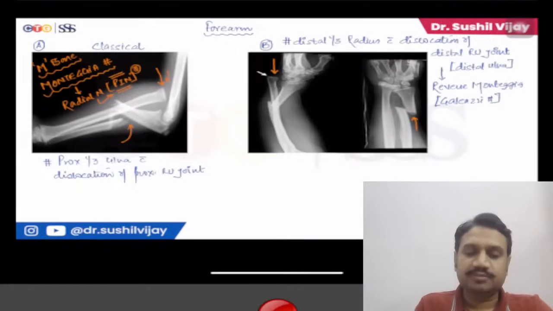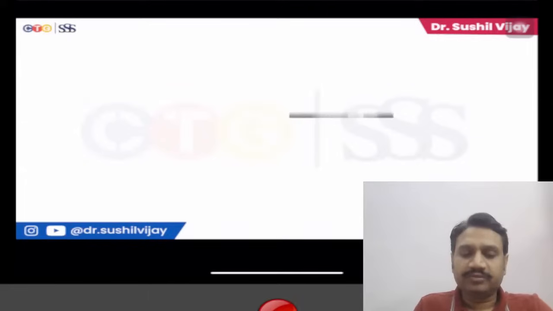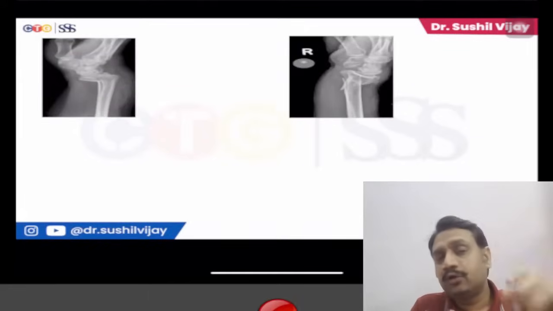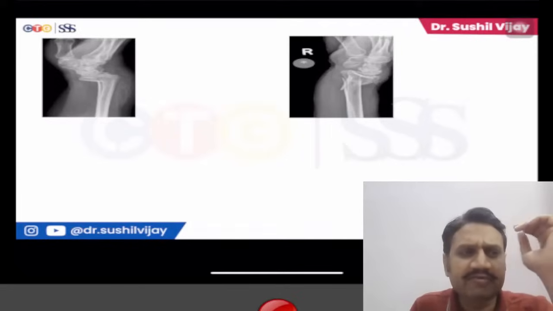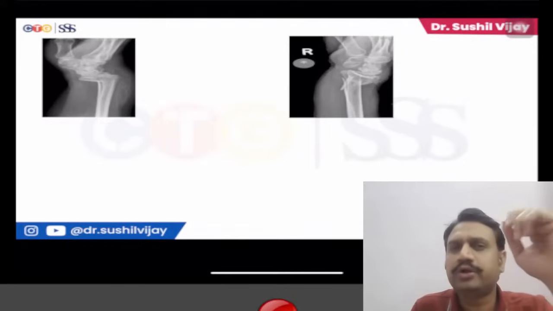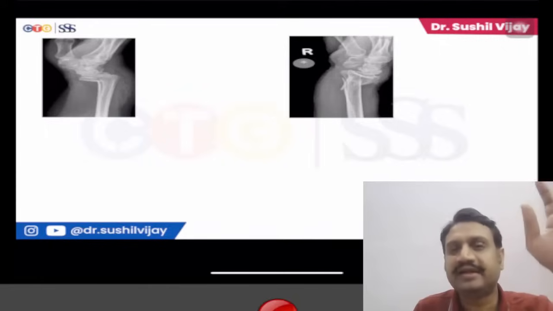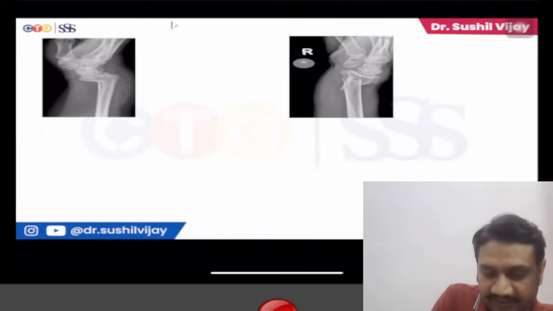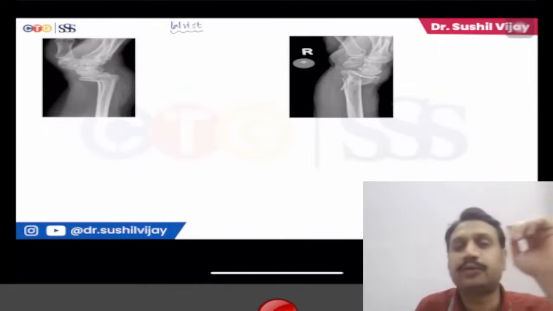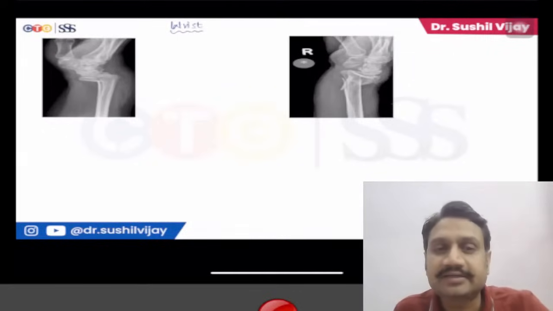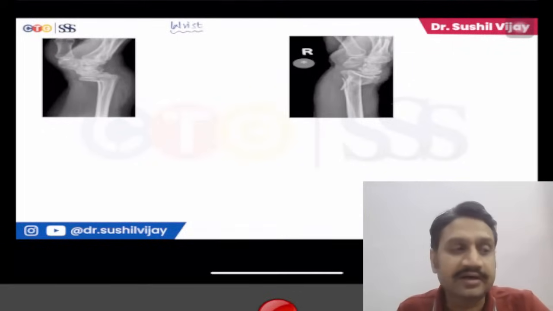So now this is Monteggia and Galeazzi. Now from the wrist, I was telling you, around the wrist area there is at least one question in all your NEET exams till date. First of all, let's revise very quickly. What exactly is the wrist area? What exactly is the wrist joint?